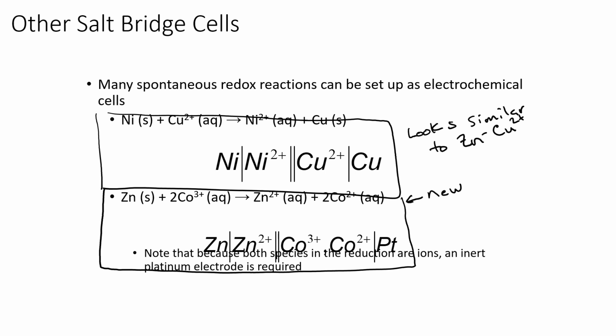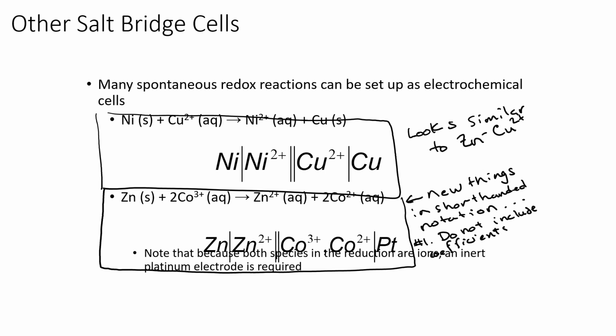All right, new things in our shorthand notation. These are things that didn't come up before, but are true for all of our species. So number one, do not include coefficients. Cobalt 3 and cobalt 2 have coefficients of 2.